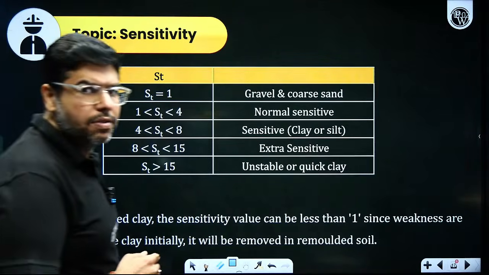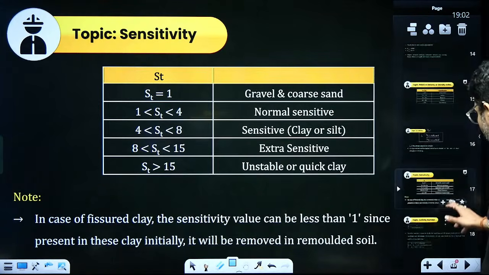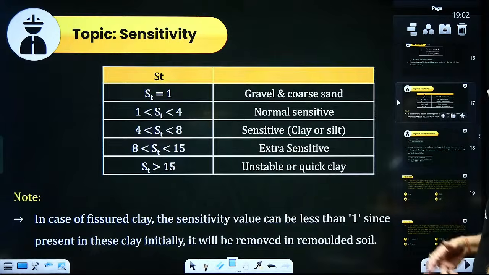Clear, my dear friend? Is it clear till here? Is it clear, sensitivity? Now, the last index property that I will cover is the activity of the soil.